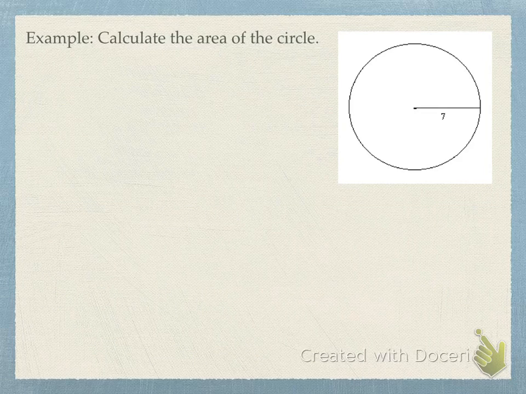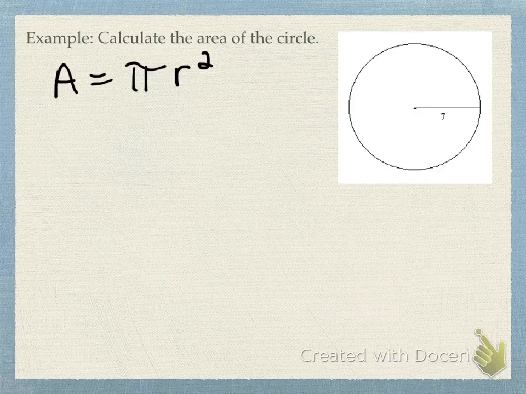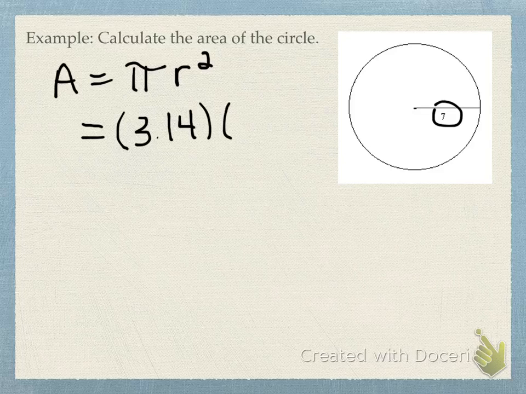So an example will be something like this. Calculate the area of the circle. Well, the first thing that we should always do is write down the formula. So I know that the formula should be area equals pi r squared. Well, I know that pi is the number 3.14. And in my picture, I am given a radius of 7. So I'm going to put in 7 squared.